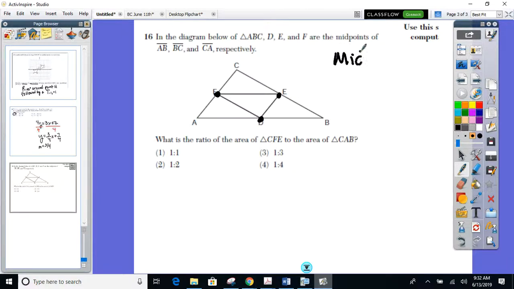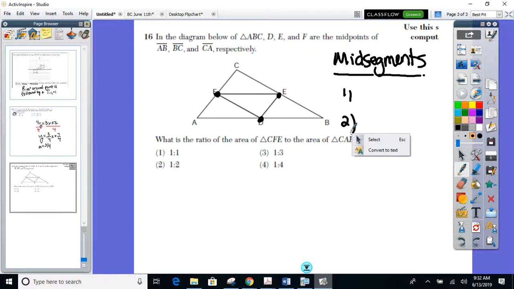There are two properties about a mid segment I need you to be aware of. Anybody remember any of them? How does a mid segment relate to the side? FE, how does FE relate to AB? There's two things you should know. Remy, one thing, they're parallel. So FE is parallel to AB.